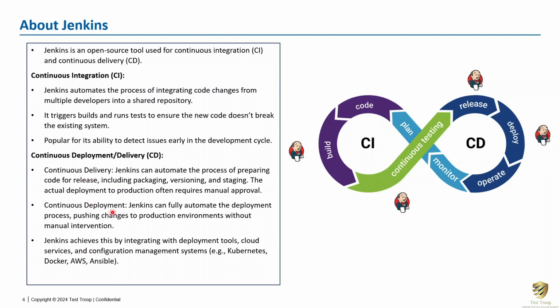As part of continuous deployment, Jenkins can fully automate the deployment process, pushing the changes to the production environment without any manual intervention. Jenkins basically achieves this by integrating with other deployment tools, cloud services, and configuration management systems like Kubernetes, Docker, AWS cloud services, and Ansible. In summary, Jenkins plays an important role in continuous integration and continuous delivery and deployment.